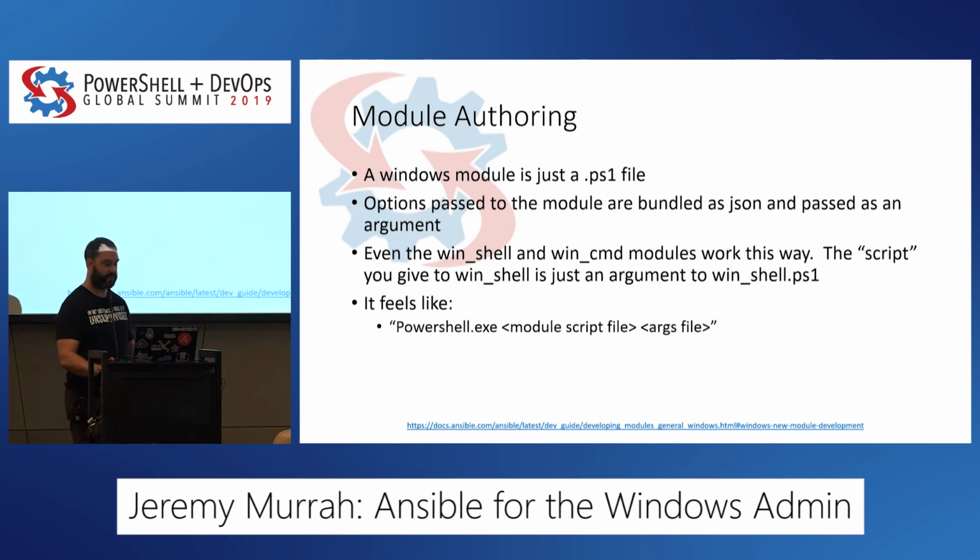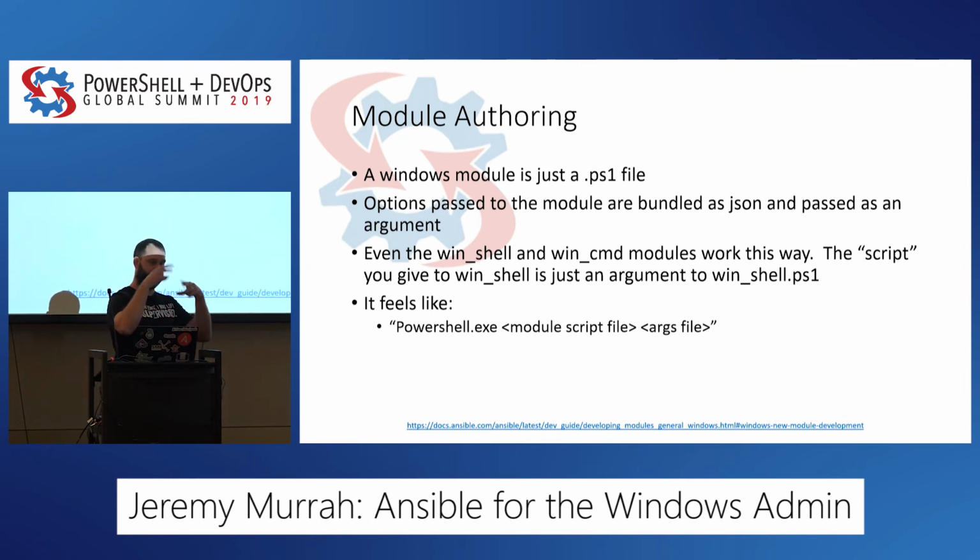Okay, so a Windows module is relatively easy. It's just a PS1 file. You don't have to have a module manifest or a certain folder structure or versioning or any of that. One PS1 module file, name it after whatever you want the module to be called, .ps1, and that's it. Throw it in a library folder. We'll talk about where to put it so that Ansible can find it. And that's kind of it.